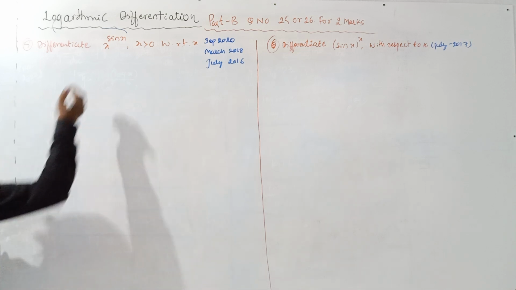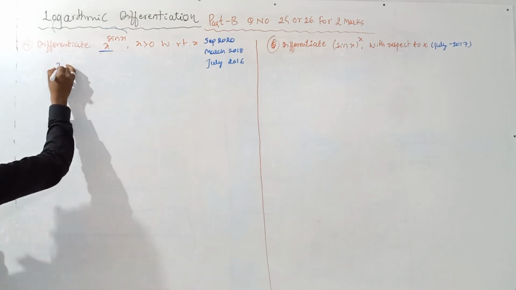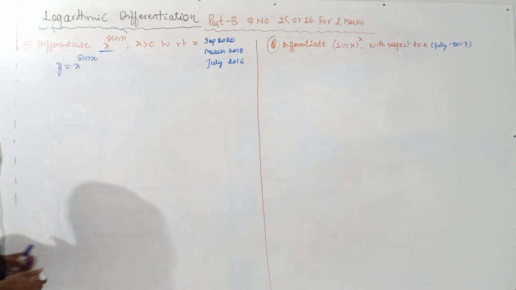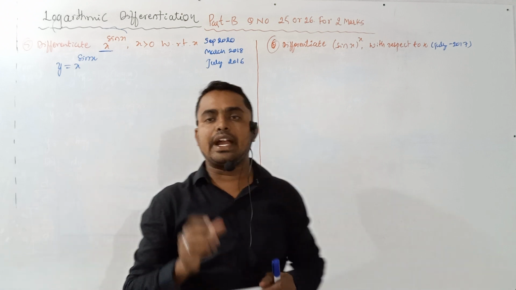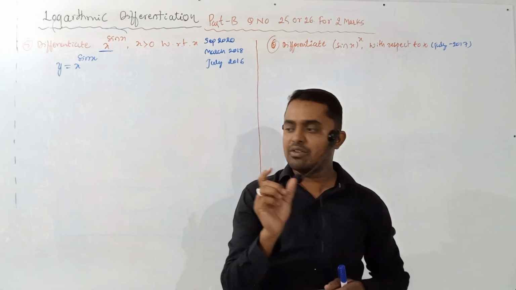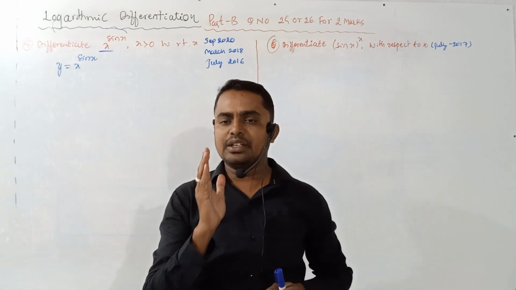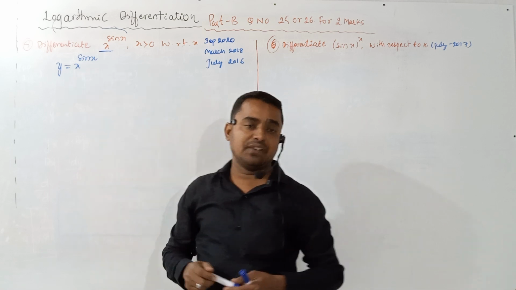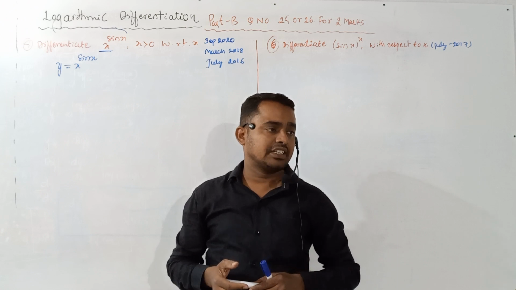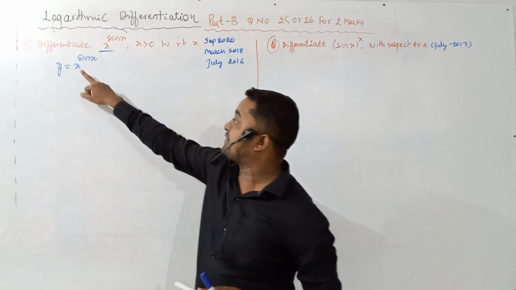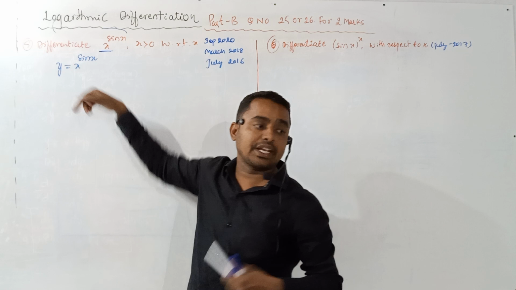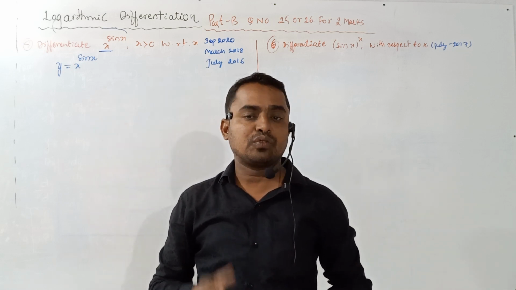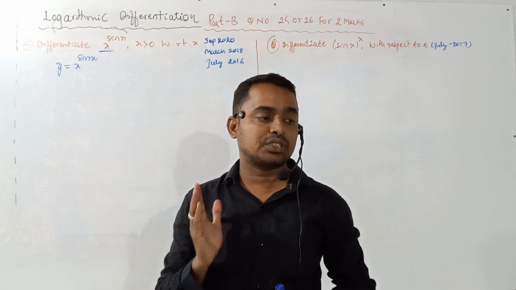So first of all, write the given function by taking y is equal to x raised to sin x. See here, there is no formula to differentiate x raised to sin x. At that time, see here, it is a function above the function, an exponential function. To differentiate such a type of function, we have to first operate log on both sides.